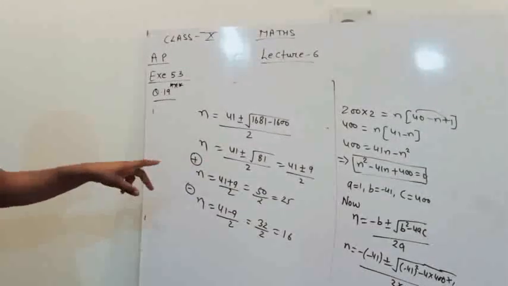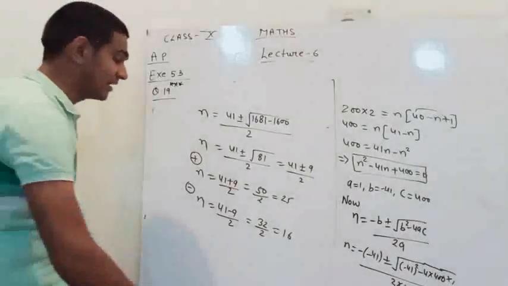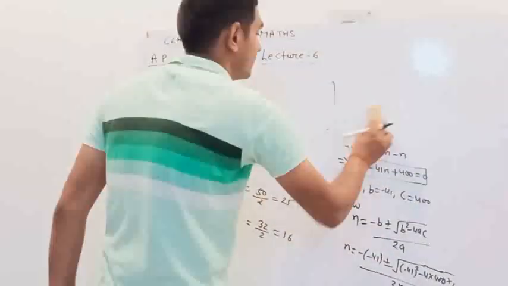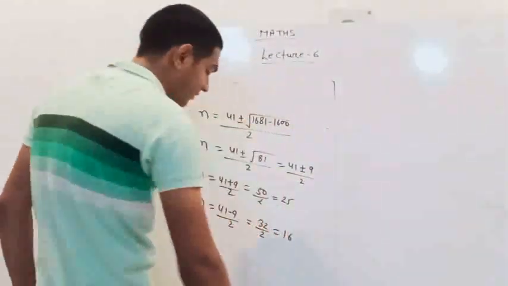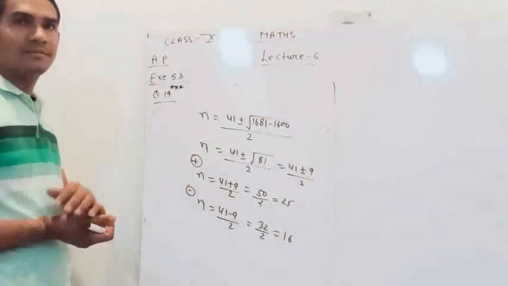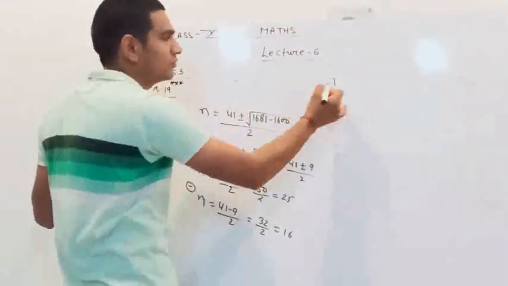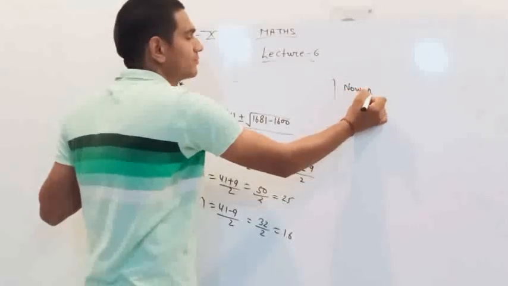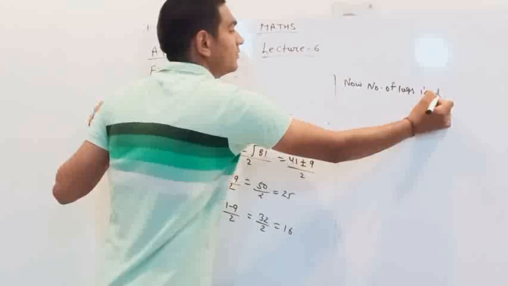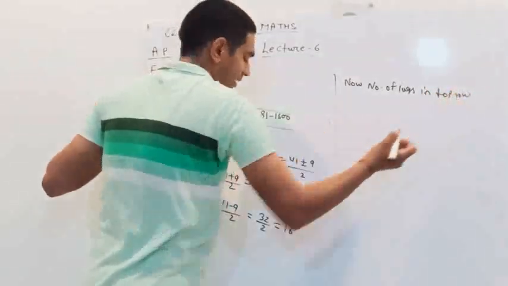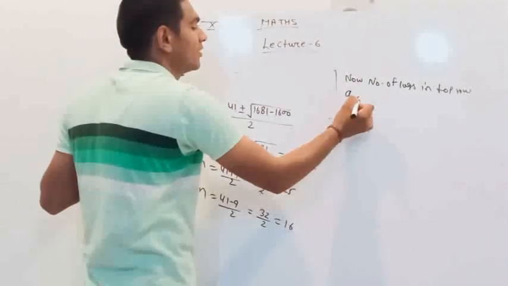Now here two different values of n are given. So which n value will we select, either 25 or 16? We will find the number of logs in the last row, meaning the top row. So we will find both a25 and a16. The top row will have either a25 or a16. So we will calculate a25 first.